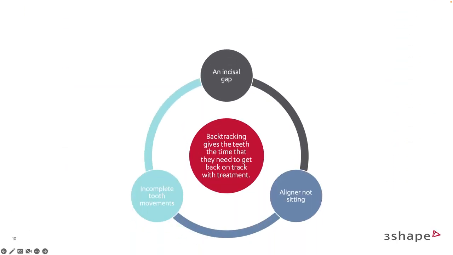Let's jump into going a few aligners back. Backtracking is when you have a patient wear the previous aligners longer than originally planned. Often when the teeth have gone off track, they need additional time in the previous aligner to move fully into position. Indicators for when backtracking may be needed: if we have an incisal gap, if aligners are not sitting correctly, or if there is an incomplete tooth movement.